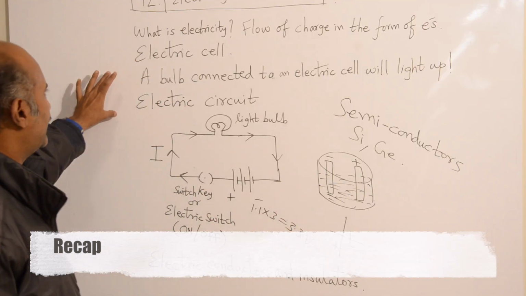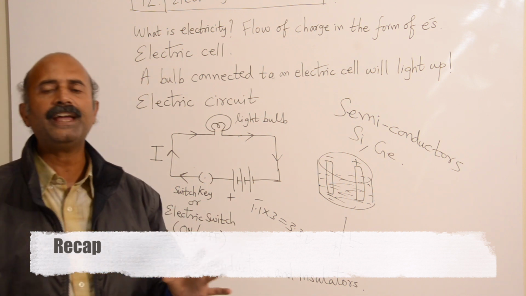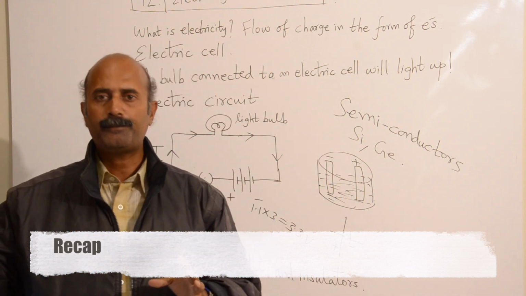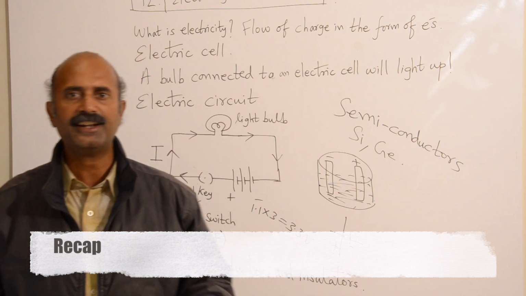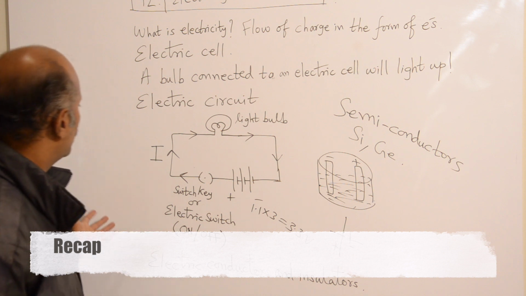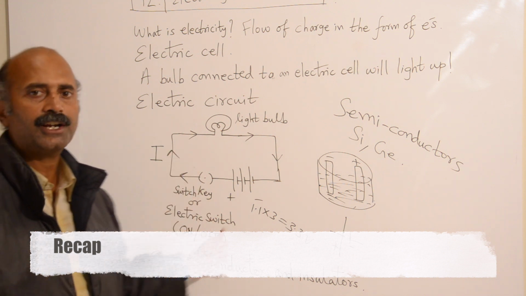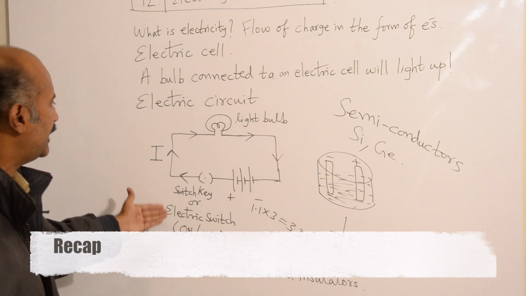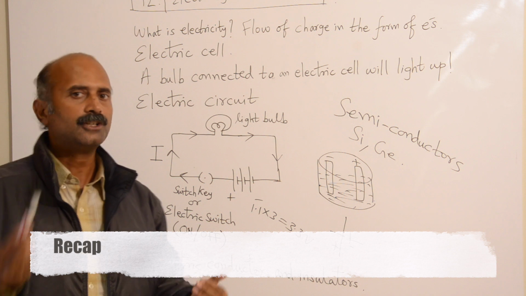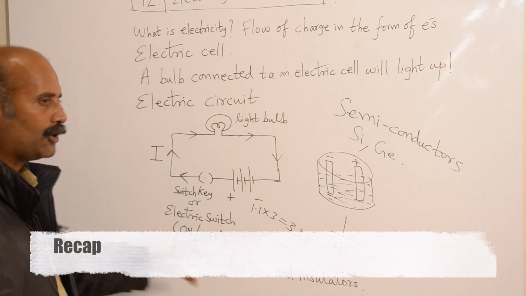So we talked about electric cells, and then we discussed electric circuit. Electric circuit is a pathway of the electric current. The path which the electric current takes where the circuit is closed is known as an electric circuit. And we discussed the electric switch, which can break the circuit or join the circuit. It is also known as the switch key or simply key, which can be in the on-off mode.